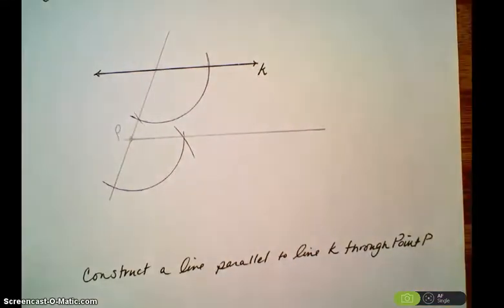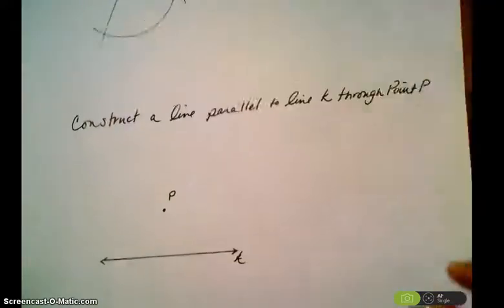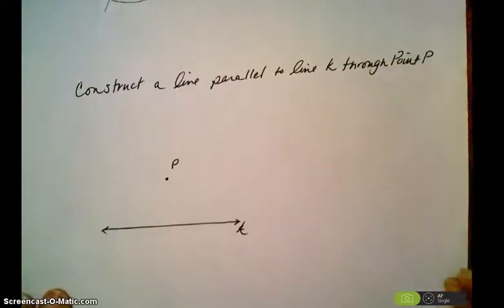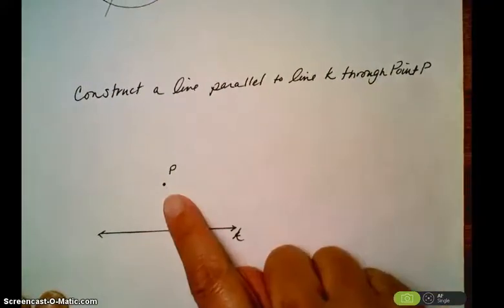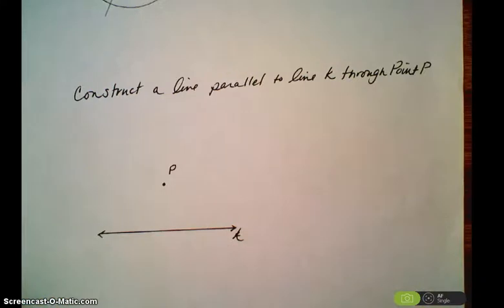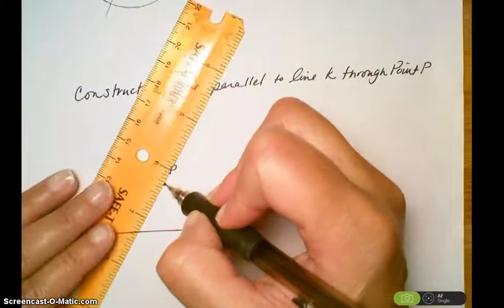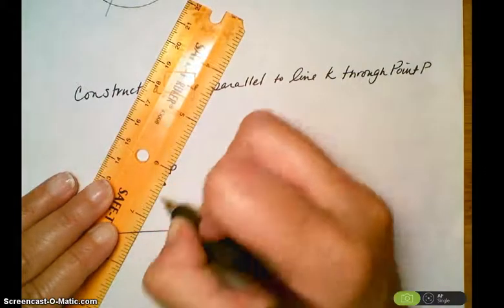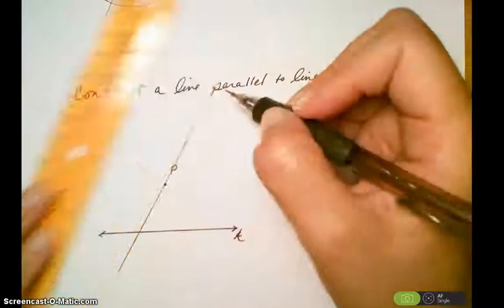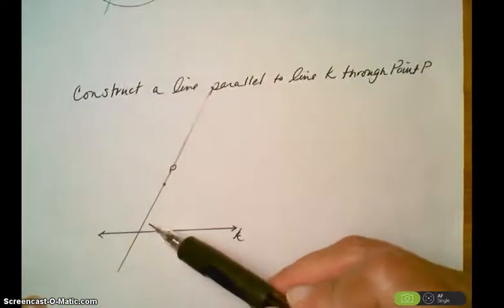Okay, let's try that again. This time we want our parallel line to go through a specific point. All that means is when I draw my transversal, I want it to go through point P. So I go ahead and I draw the transversal, and then I'm going to go ahead and duplicate this angle.